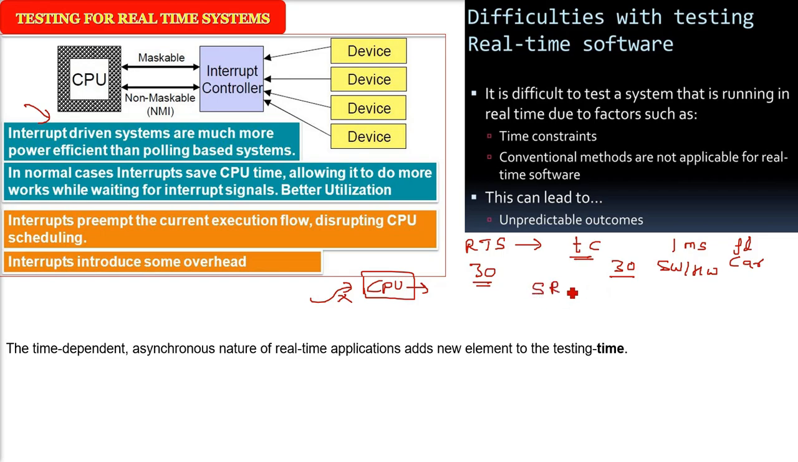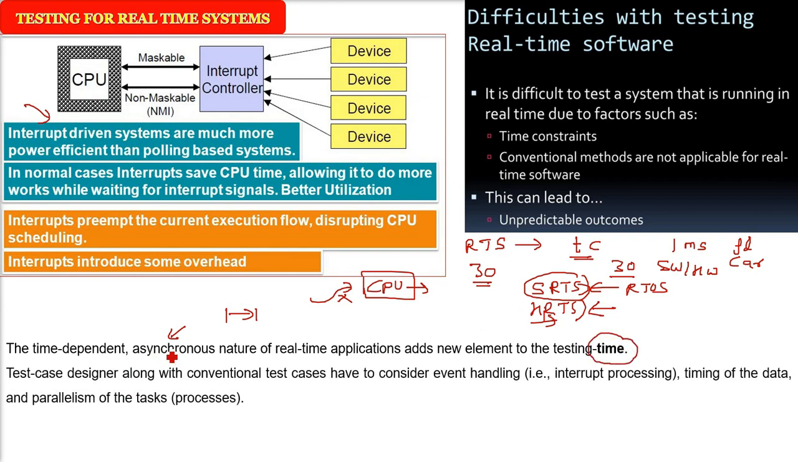So there are real-time systems, soft and hard real-time systems. So there are two partitions, hard and soft. Soft real-time systems are like all the operating systems which are RTOS, that is, they want a certain time limit, this has to happen, but if it doesn't happen, there is not much concern. With a hard real-time system, it is a big concern, it can be catastrophic. So the time-dependent asynchronous nature of real-time applications adds a new element to the testing, which is time. Asynchronous because anything can come at any time.